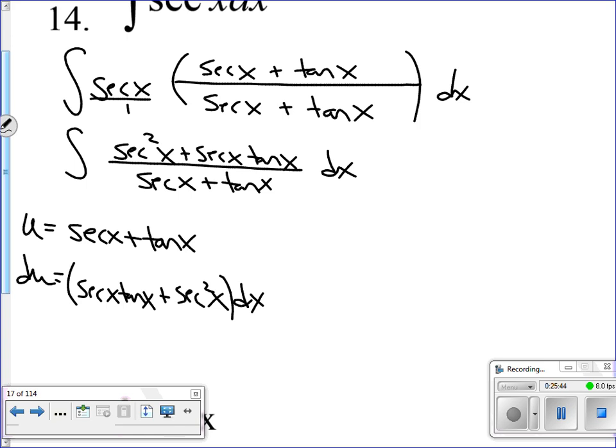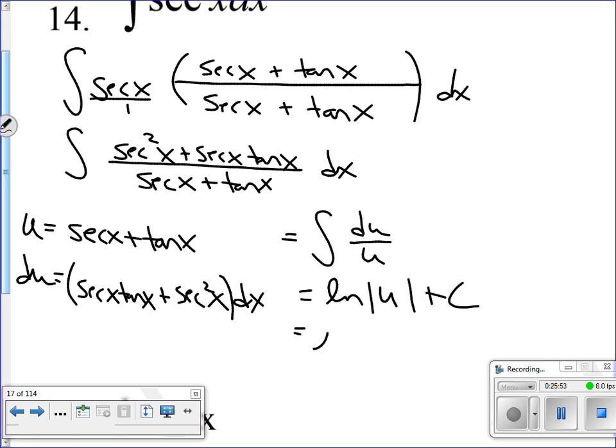It's commutative. So we rewrite this as the integral of du over u, which is natural log absolute value of u, which gives you the natural log of the absolute value of secant x plus tan x.